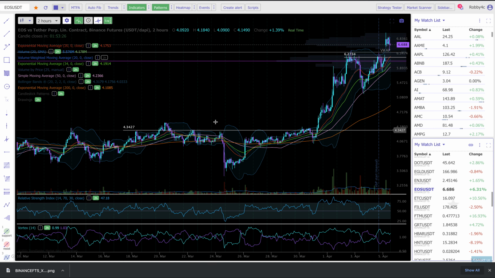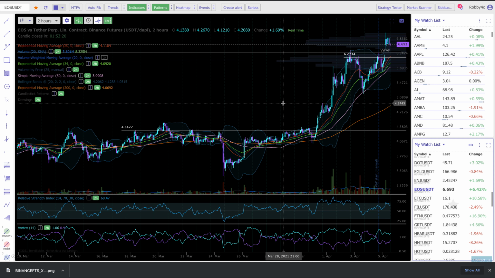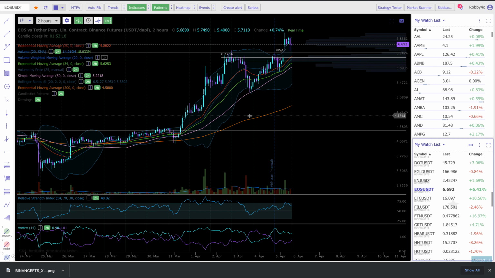Support is where you would enter. Resistance is where you would take profits. So if you're able to identify that, you're just going to have a much clearer trading day.